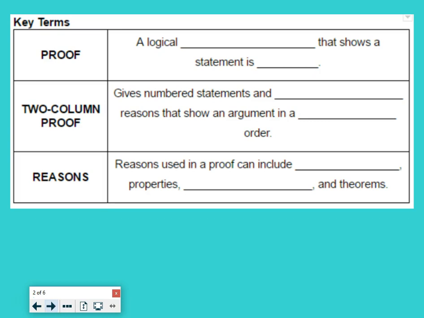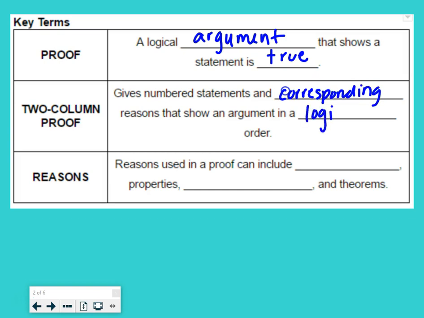Proof. A proof is a logical argument that shows a statement is true. A two-column proof gives numbered statements and corresponding reasons that show an argument in a logical order.